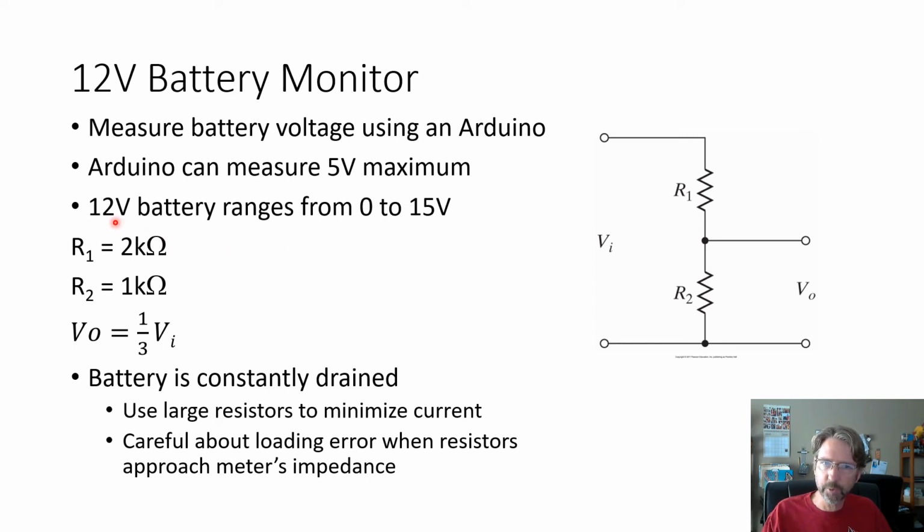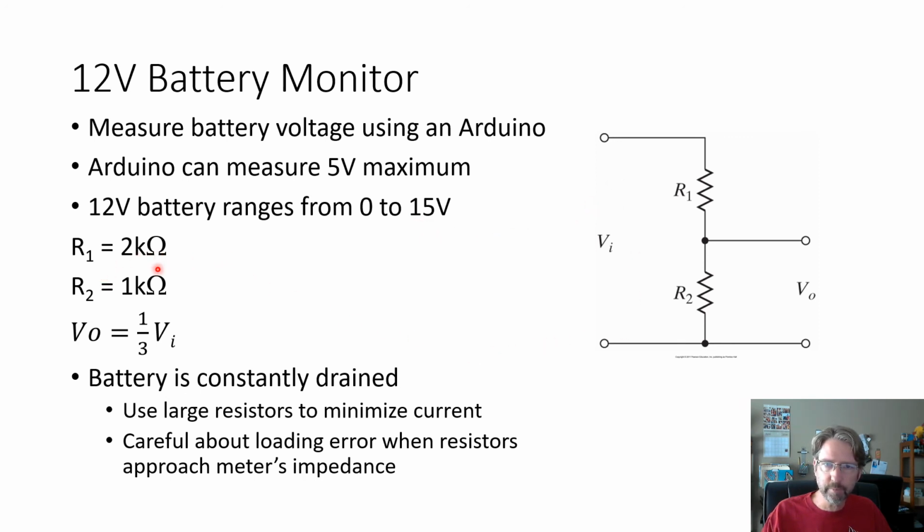So a 12-volt battery, the kind that you'll find in your car, ranges typically from 0 to 15 volts when it's charging to when it's dead. So we want to divide that by 3 to respect the 5-volt maximum that we have. If we choose these resistors, a 2K for R1, a 1K for R2, we get that the V out is 1/3 VI, and that's a good solution for measuring the battery voltage.